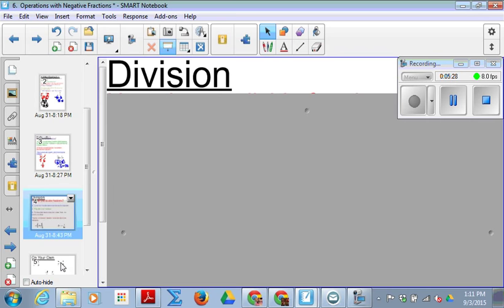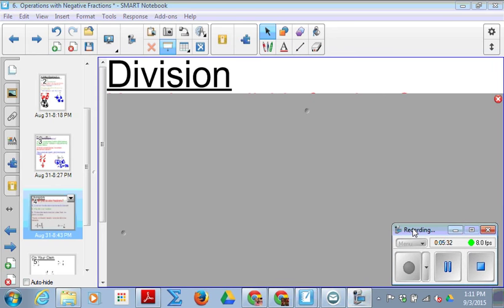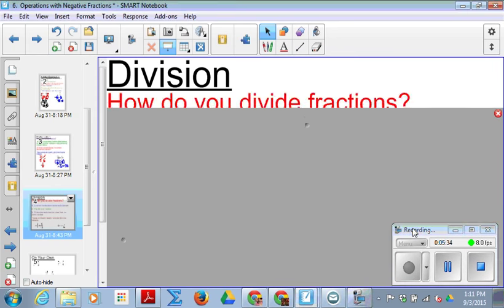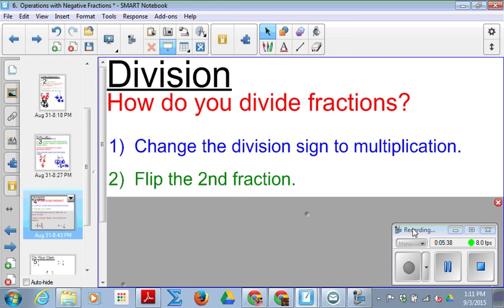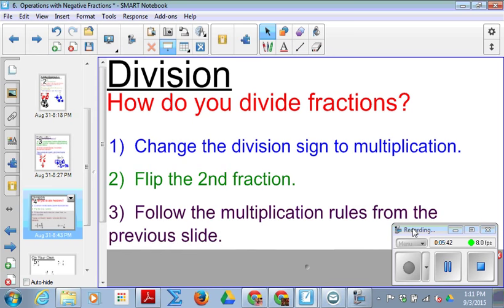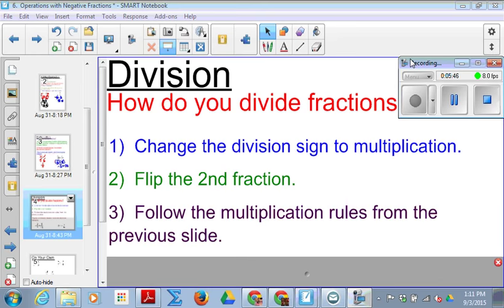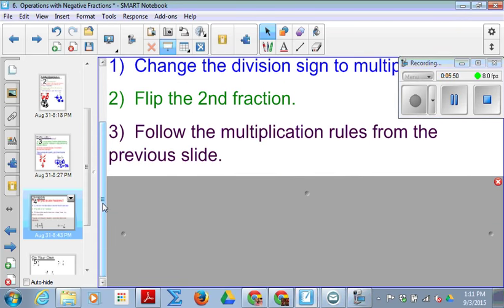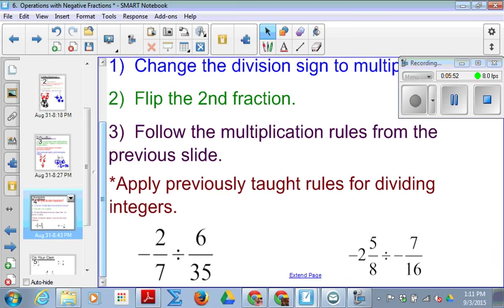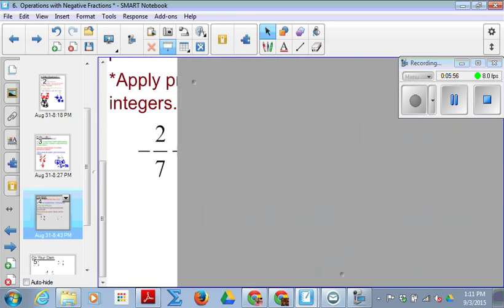And now for division. Very similar to multiplication, we just have to do one change before we can finish the problems off. So we divide fractions by changing our division sign to multiplication. We flip our second fraction. And again, then follow the multiplication rules from the previous slides. So divide becomes multiply, and we flip that second fraction. So let's go ahead and try these out.